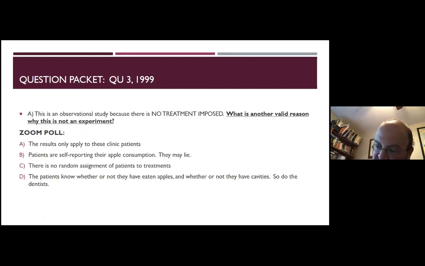So what I would like to know is, give me another reason why this is not a valid experiment. What we're doing is we have patients. Hopefully you have the question in front of you. Getting a lot of different answers here. Patients report how many apples they eat, at least one a day or fewer than one a week. And then we look at them to see if they have cavities.